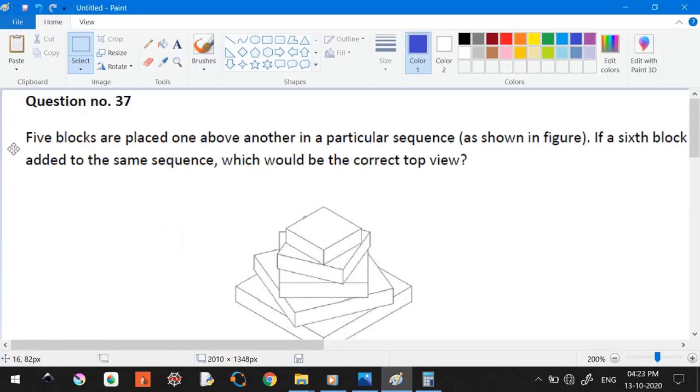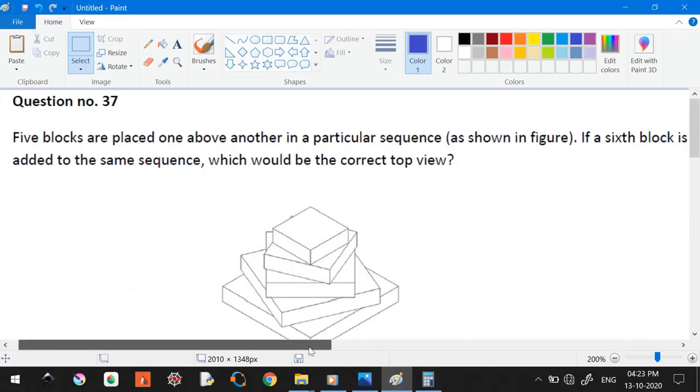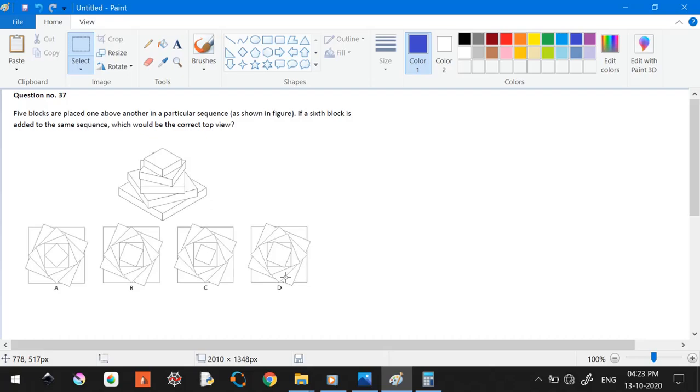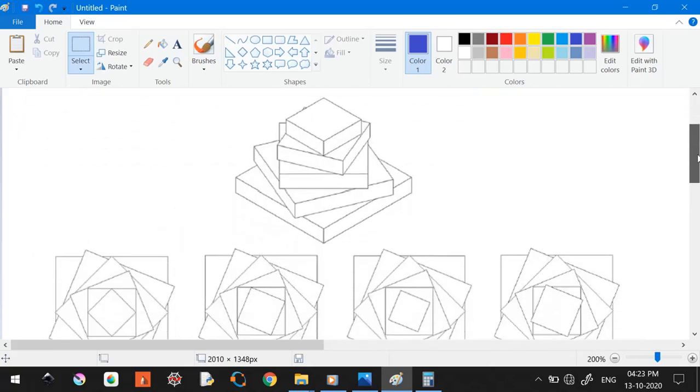Okay, the question is: 5 blocks are placed one above another in a particular sequence as shown in the figure. If a 6th block is added to the same sequence, which would be the correct top view? So the question is, we have 5 blocks shown here. So what will the 6th block look like?